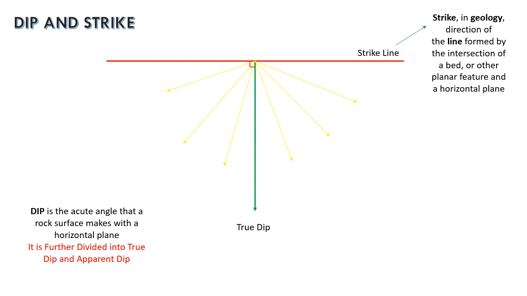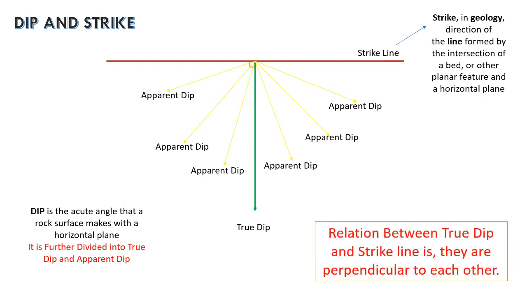So this concept is very important to solve the dip and strike problems. So true dip is always 90°. You have to remember 90° to the strike line. So all these are apparent dips, and the 90° to the strike is called as the true dip direction.